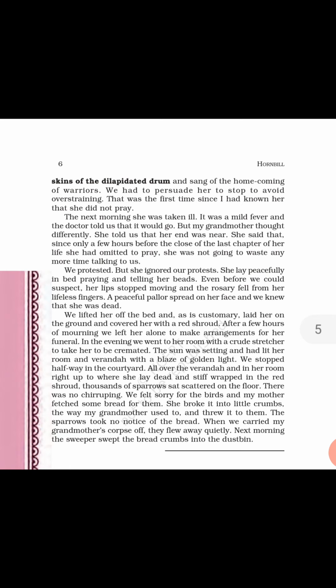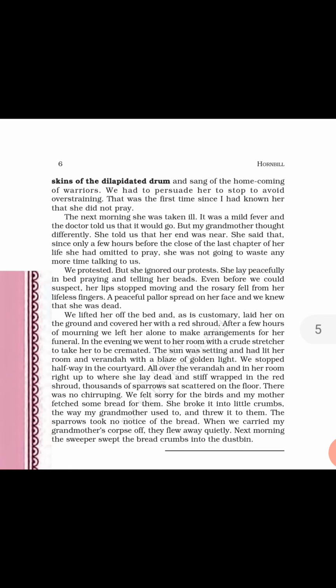The next morning, she fell ill. She had a mild fever. She told them that her end was near. She realized that she had forgotten to pray. She didn't want to talk, and she ignored their request. She lay peacefully in bed. She was praying and telling the beads of her rosary. Her face looked pale, and the rosary fell from her lifeless fingers, and she died.